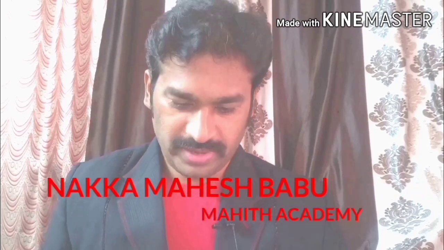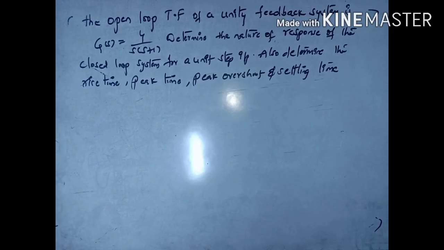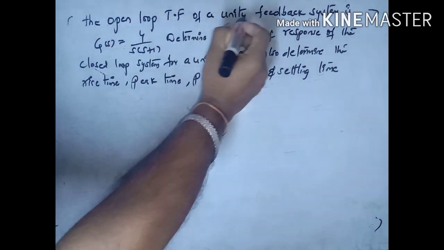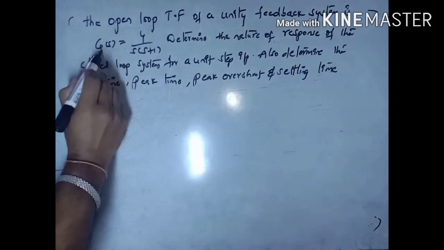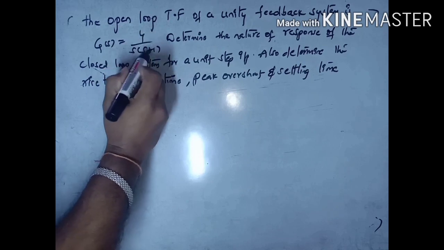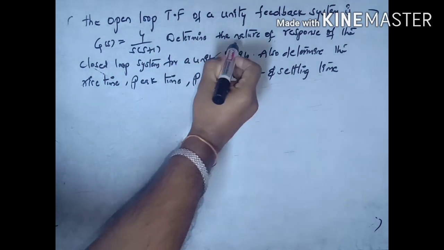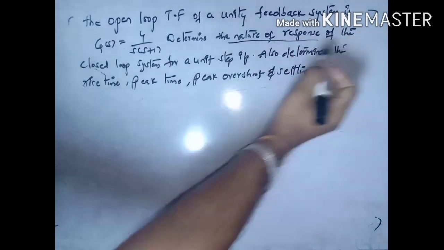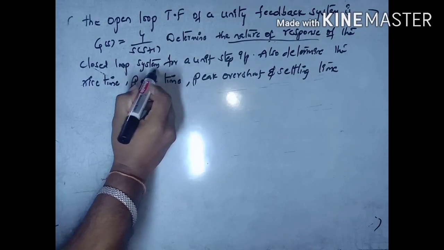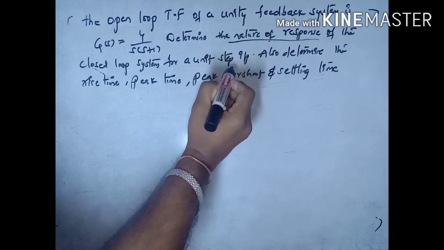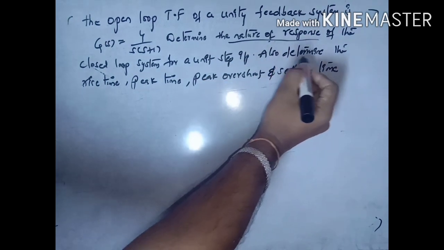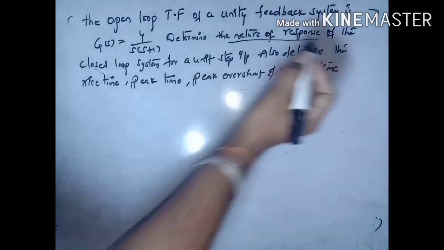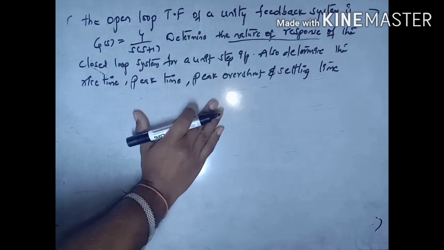Hello viewers, welcome back. Next problem is: the open loop transfer function of a unity feedback system is G(s) = 4 / (s(s+1)). Determine the nature of response of the closed loop system for a unit step input. Also determine the rise time, peak overshoot and settling time. So this is the problem given.